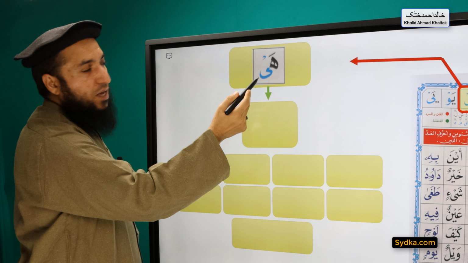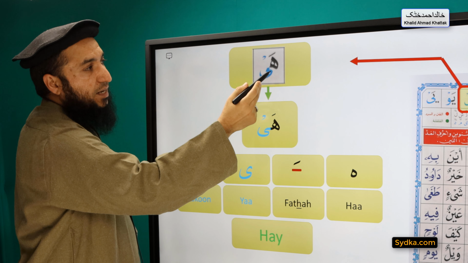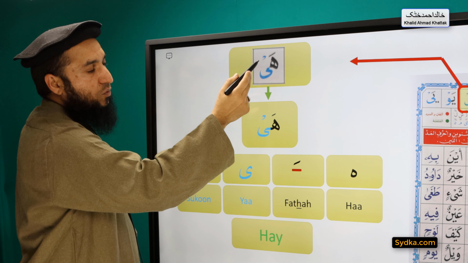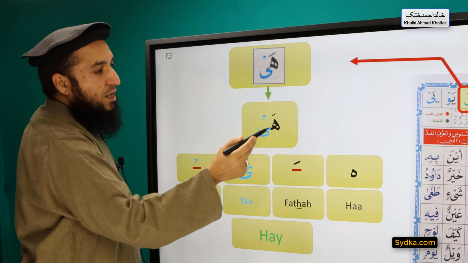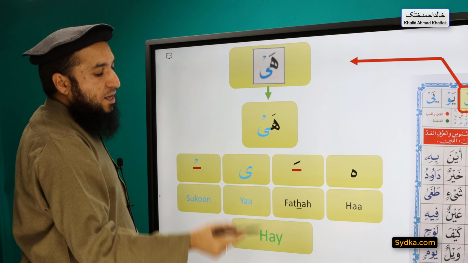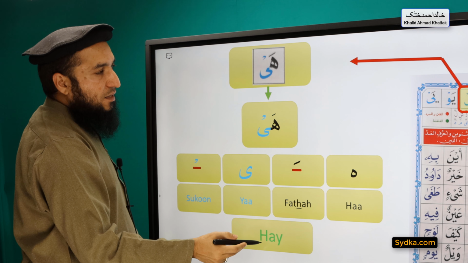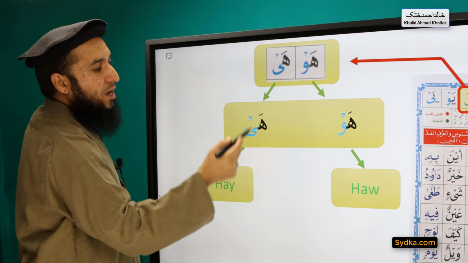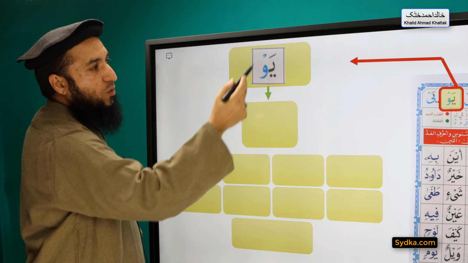The next syllable we have is Ha fatha ya sukoon hay. Ha is a light letter, it has fatha on top of it, it is followed by ya, and ya has a sukoon. Ha fatha ya sukoon hay. Haw hay. Haw hay.